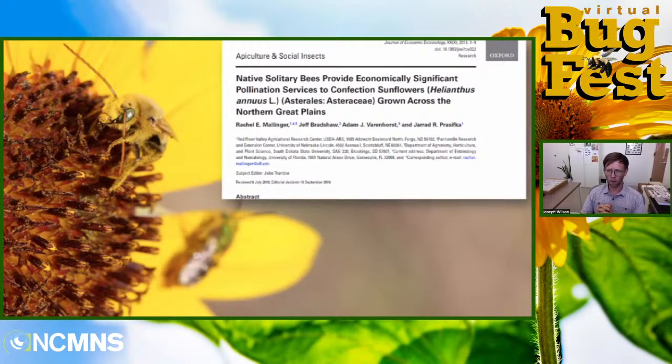So this is a longhorn bee. And some studies show that longhorn bees are really effective pollinators of sunflowers. That's because longhorn bees have a preference for sunflowers. They prefer to forage on sunflower flowers over other flowers.